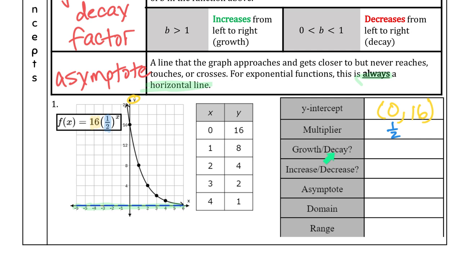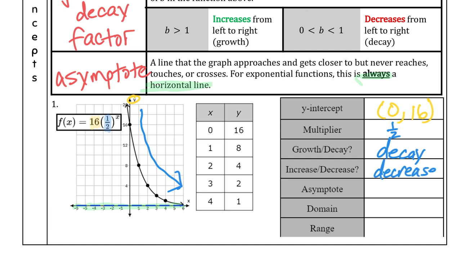You ask yourself, is it growth or decay? If you'll notice, the line is going from left to right. The line is going down. Therefore, I know that it is decay. I can also look at these numbers over here and tell that the numbers are going down as well. So that tells me that it's decay. Increase or decrease, again, the arrow's going down, or the line's going down, so it's a decrease.